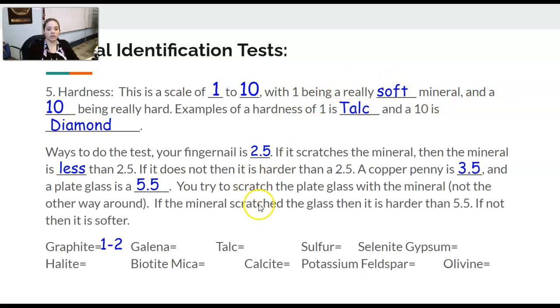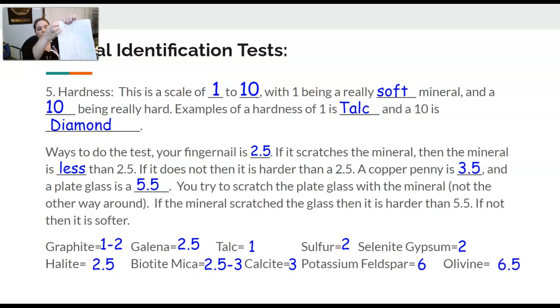All right, and then you have galena. That's a 2.5. Talc, again, that's a flat 1. Sulfur's a 2. Selenite gypsum's also a 2. Halite is a 2.5. Biotite mica is a 2.5 to 3. Calcite's a 3. Potassium feldspar is a 6. And olivine is a 6.5. Again, you can find that right here.